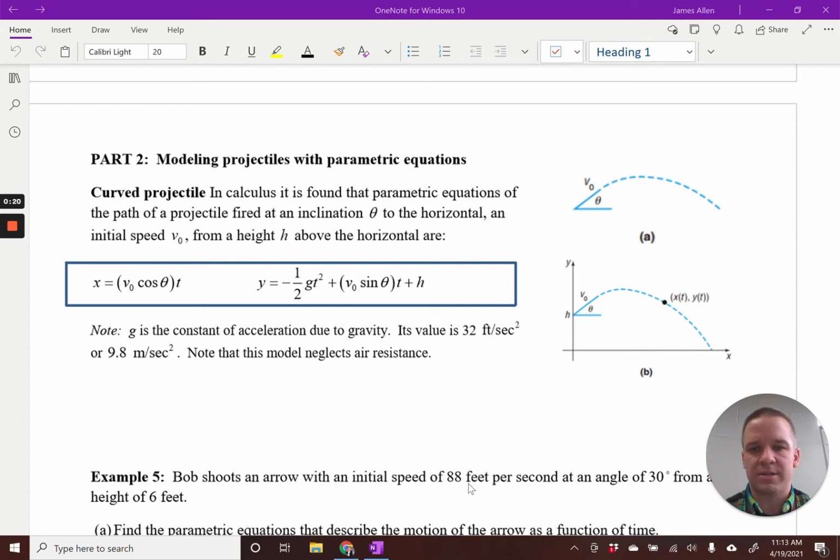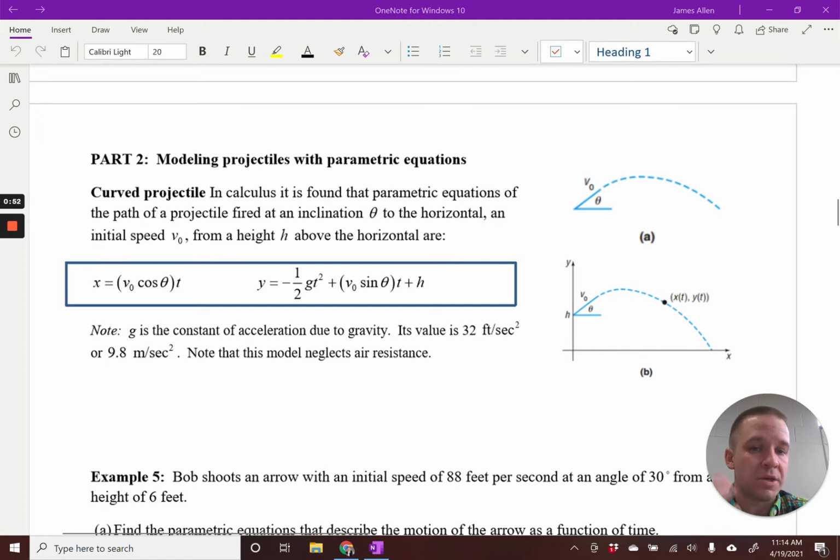Now in calculus, you would actually be able to figure out these equations. But if we have the path of a projectile fired at an inclination of theta to the horizontal axis at an initial speed of v naught from a height h above the ground, above the horizontal, we'll say the ground in this case, you'll get these two equations. So your x here, that'd be your horizontal displacement, and then your y would be like your height, okay? So g is our constant of acceleration due to gravity.